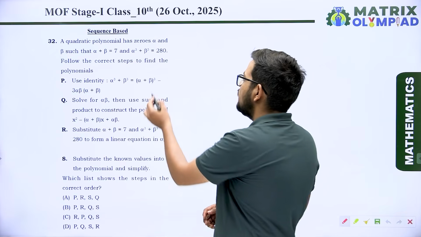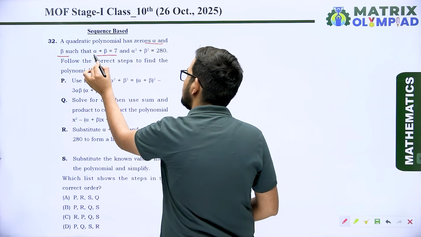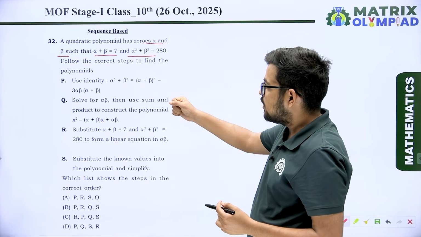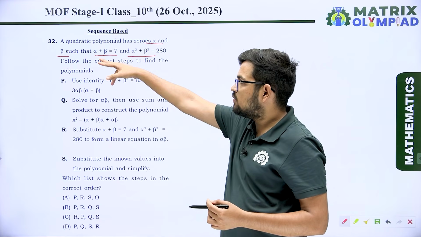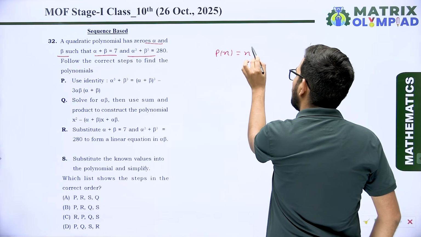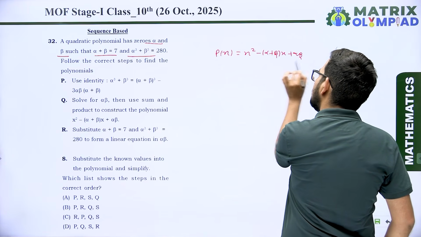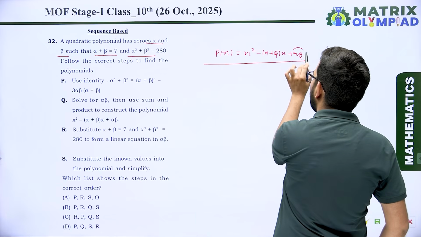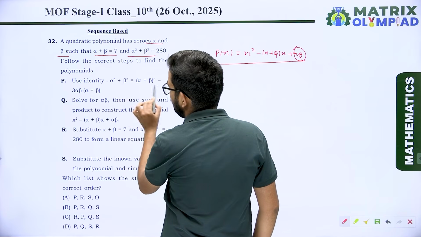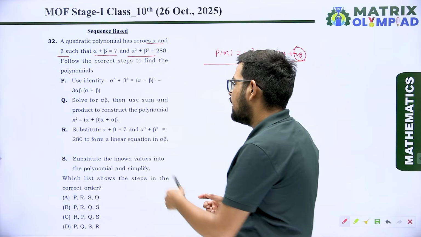So we have to find a polynomial whose zeros are alpha and beta. First, you are given the values of alpha plus beta and alpha cube plus beta cube. So the polynomial we want with zeros alpha and beta will be p of x equals x square minus (alpha plus beta) x plus alpha beta. So we have to find the value of alpha times beta. For that, you know the value of alpha cube plus beta cube, so you will use the identity alpha cube plus beta cube equals (alpha plus beta) whole cube minus 3 alpha beta (alpha plus beta).